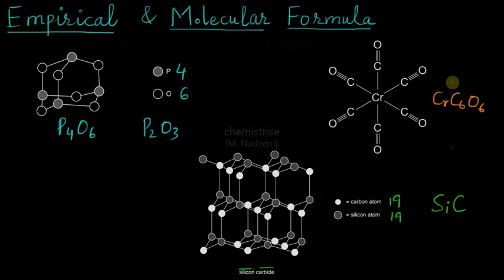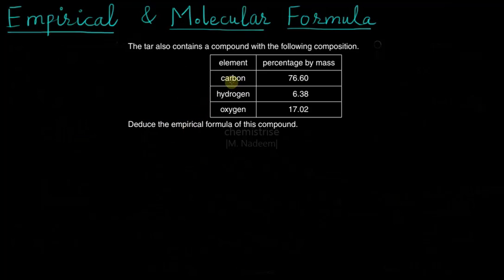Now let's move ahead and see how we can find the empirical formula from the percentages of the elements given. Let's solve some questions. Look at this question in which we have carbon, hydrogen and oxygen, and their percentage by mass is given, and we have to find the empirical formula. So how do we find this? The first step is to write the elements: carbon, hydrogen and oxygen.